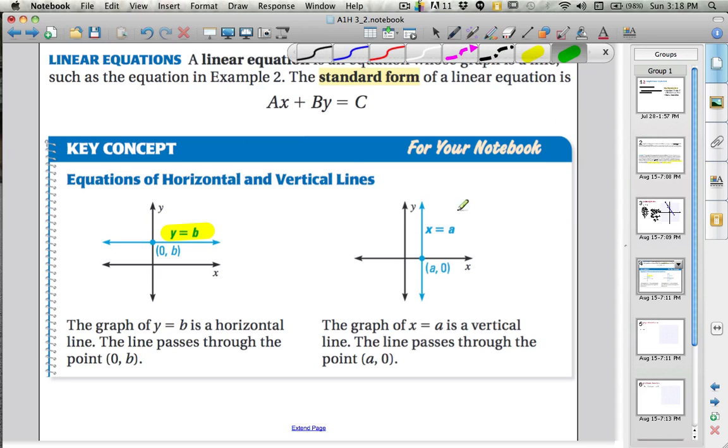And the other special case is x is equal to a number, and in that case, it doesn't matter what value of x I plug in, right?